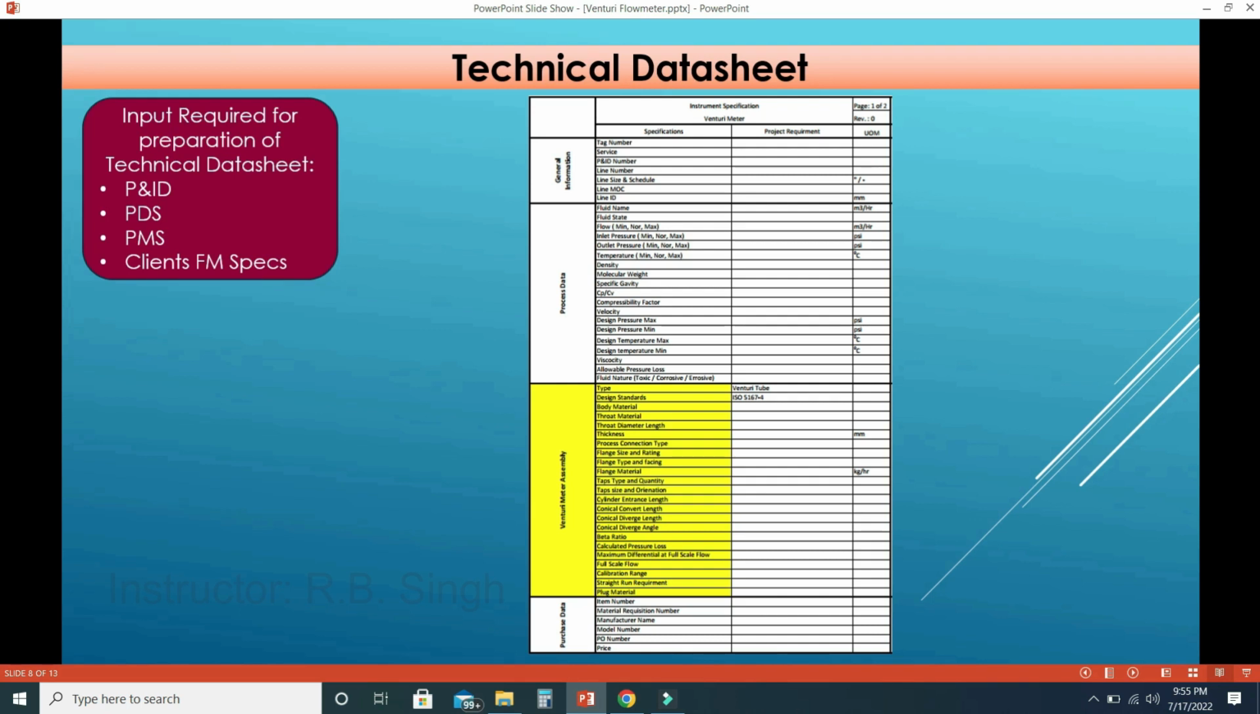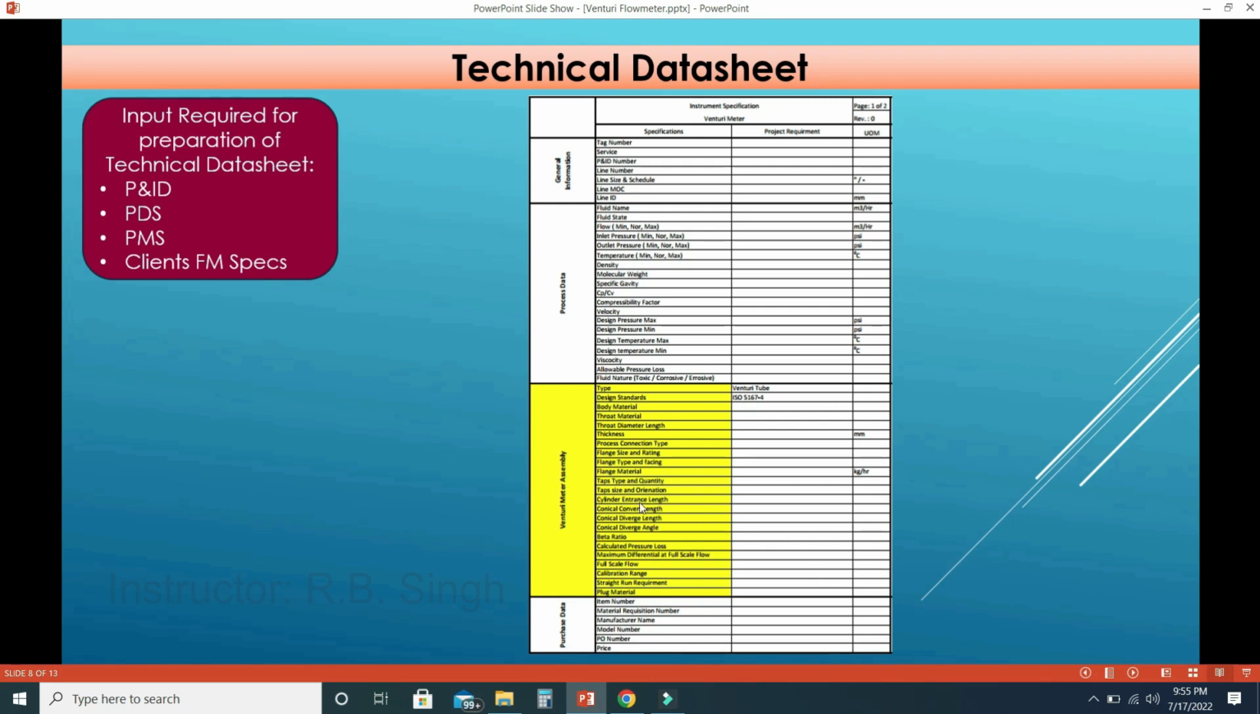Tap type and quantity we have already discussed, like in a project there will be either NPT or BSP connection types. Quantity we must know: in the PNID, if we have only one transmitter, then at least one pair of tappings is required, and spare tapping also can be there, but that depends on the vendor. But if three transmitters are used in the PNID for this Venturi meter, then definitely at least three pairs of tappings are required. So we have to ask for three tappings.